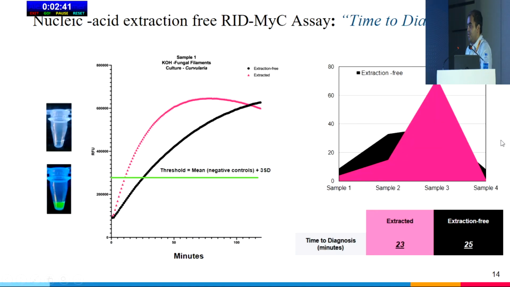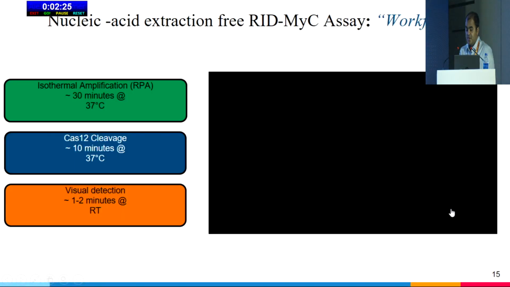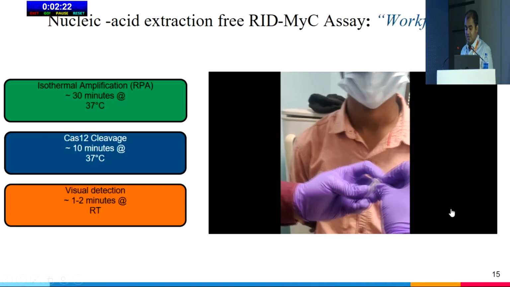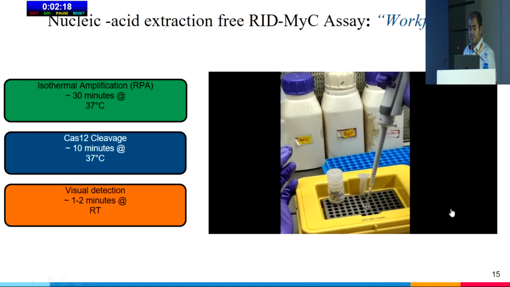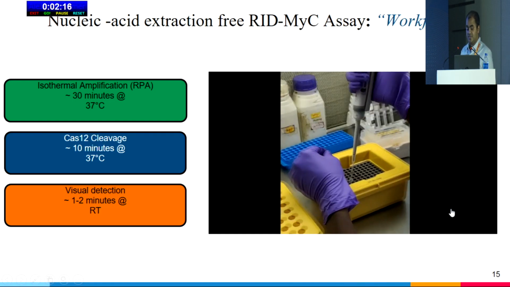The next step we saw was what is the time to achieve a positive diagnosis. Here we measured the fluorescence using a spectrophotometer, and we saw the time taken to cross the threshold. So there is no significant difference: 23 minutes with an extraction-based method, while 25 minutes with an extraction-free method. So this video shows the workflow of the assay. Schirmer strip is placed on the cornea, and then followed by the RPA reaction, which happens at 37 degrees Celsius for 30 minutes.